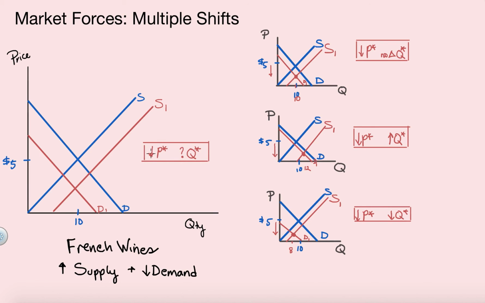Okay. So sometimes when there are two shifts on the same market, we'll have an unknown quantity and sometimes we'll have an unknown price. But unless we're specifically told that one has a larger shift than the other, we cannot make an educated guess as to what's going to happen to both the price and the quantity in equilibrium.